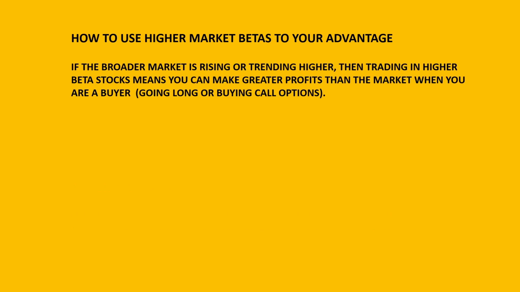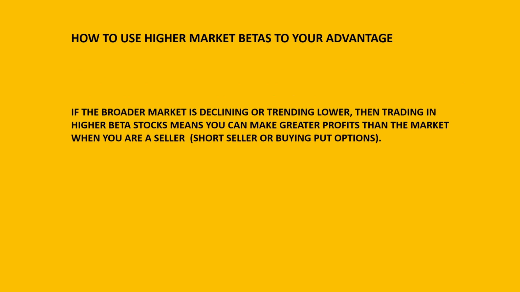How to use higher market betas to your advantage. If the broader market is rising or trending higher, then trading in higher beta stocks means you can make greater profits than the market when you are buying, which means you're going long or you're buying call options. If the broader market is declining or trending lower, then trading in higher beta stocks means you can make greater profits than the market when you're a seller. That means you're a short seller or you're buying put options.